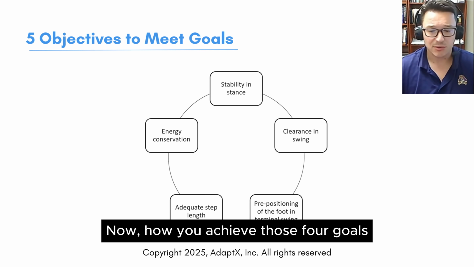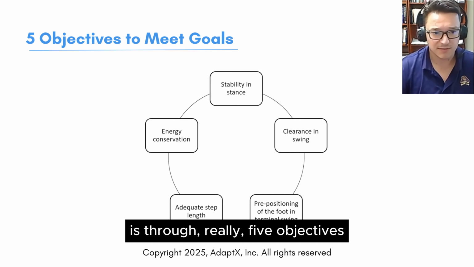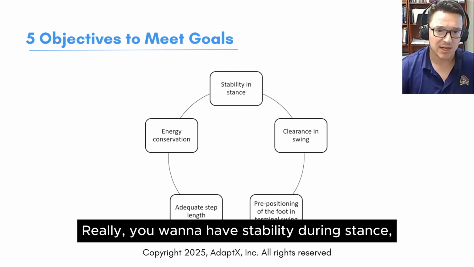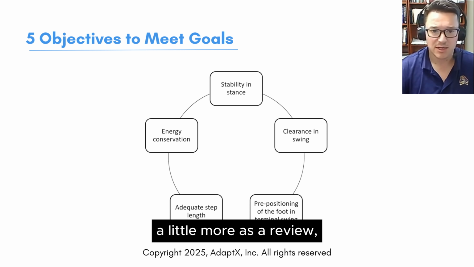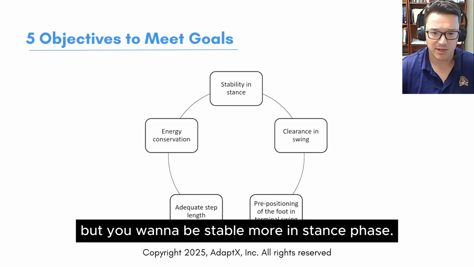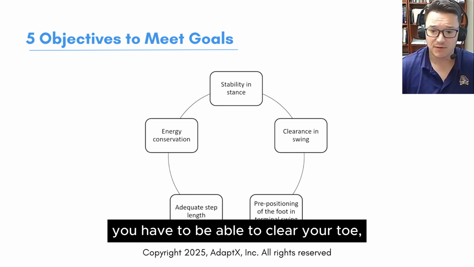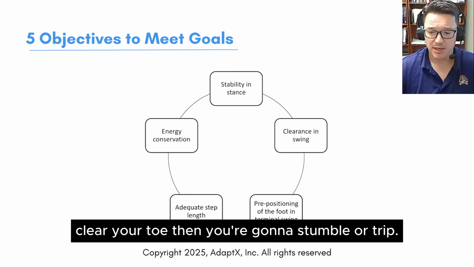Now, how you achieve those four goals is through really five objectives that have been outlined by Jacquelin Perry and others. Really, we want to have stability during stance. We'll get into stance in a second a little more as a review, but we want to be stable when we're in stance phase, when your foot's on the ground. You have to be able to clear your toe. If you don't clear your toe, then you're going to stumble or trip.